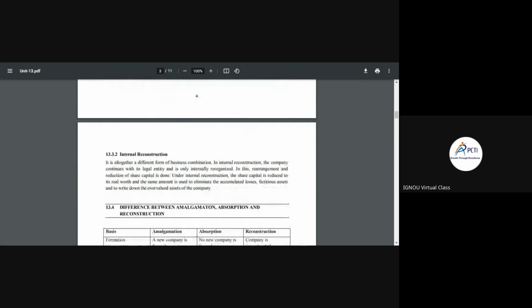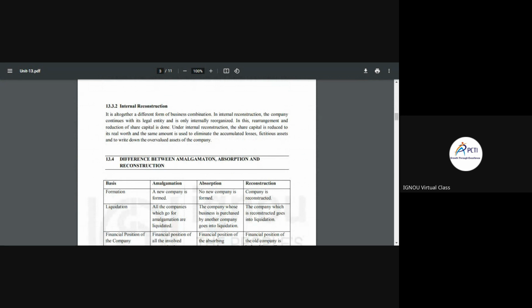Next one is internal reconstruction. It is altogether a different form of business combination. In internal reconstruction, the company continues its legal entity and is only internally reorganized. In this, rearrangement and reduction of share capital is done. Under internal reconstruction, the share capital is reduced to its real worth and the same amount is used to eliminate accumulated losses and fictitious assets, and to write down the overvalued assets of the company.